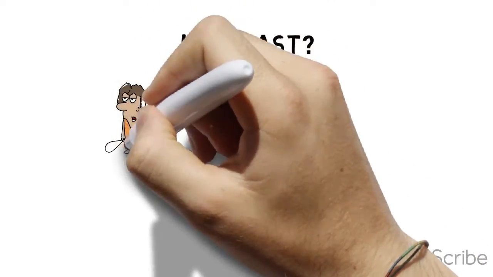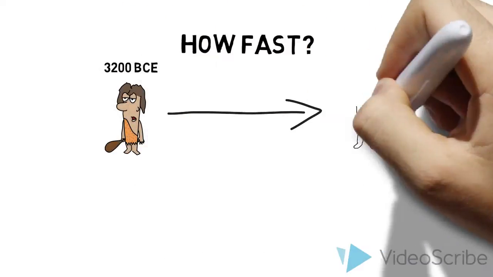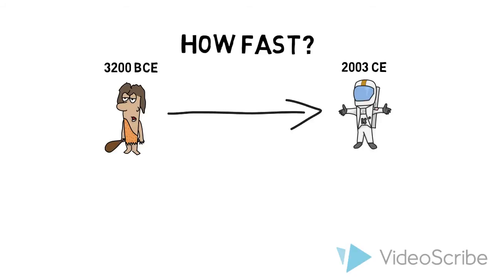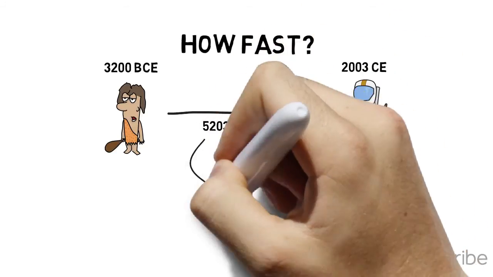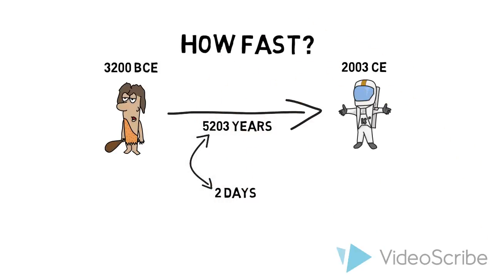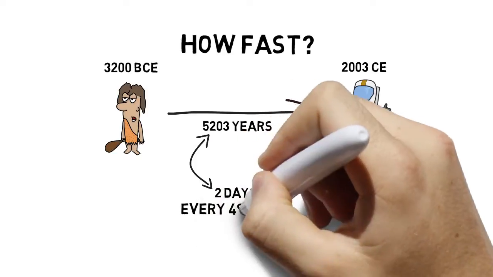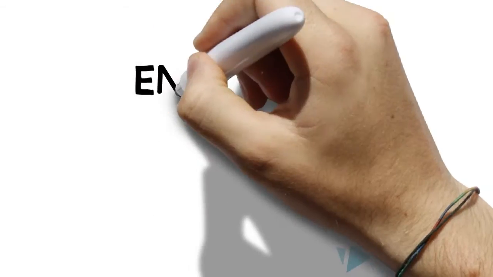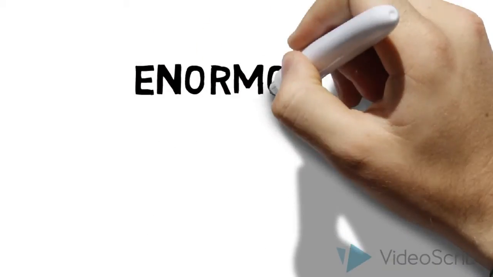Google's CEO said that if you took the amount of content and information created since the beginning of time, approximately the last 5,000 years of human history, you'd have the same amount of information that we now create every 2 days. That means every 48 hours, we now create the same amount of stuff that we did the previous 5,000 years. That's not big. That's enormous.